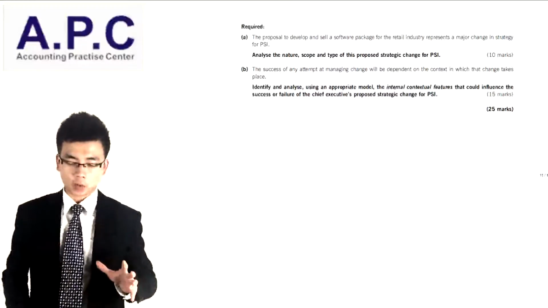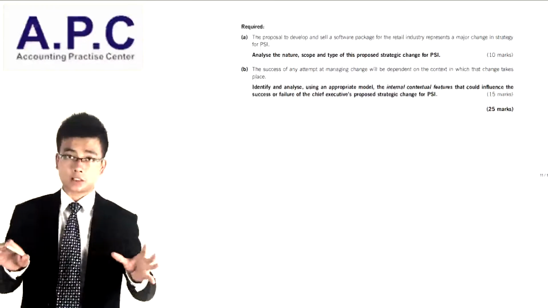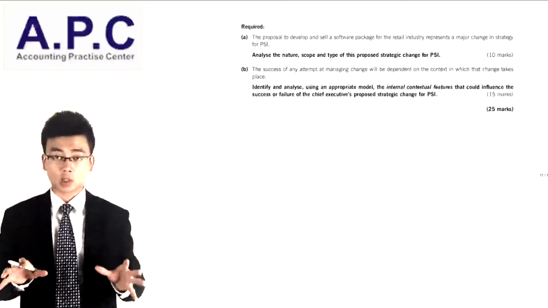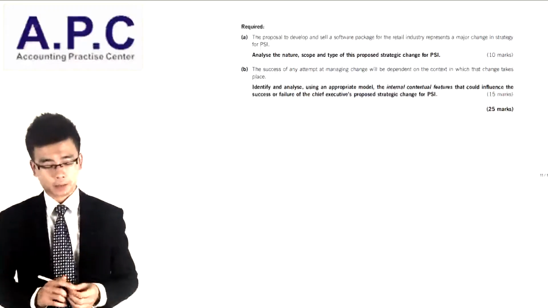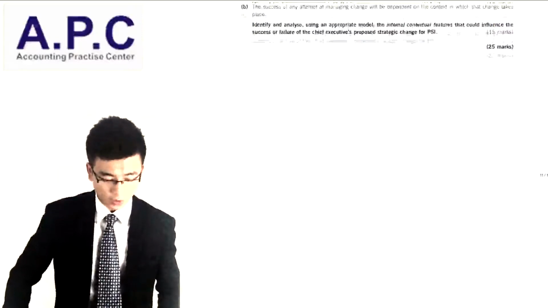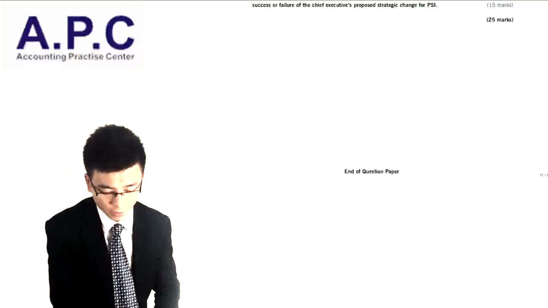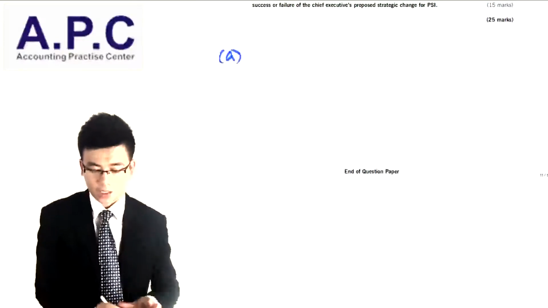So in this particular requirement here is the analysis of the types of the change. It's one of your examiner's favorite topics in the P3 exam. What I'm going to do is to give you a little bit of revision of what we have done so far from our tuition study.